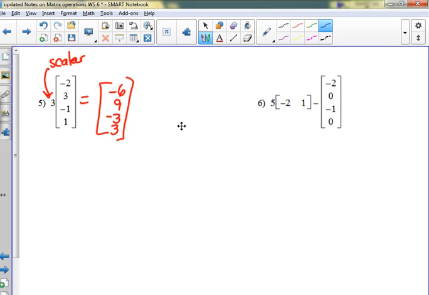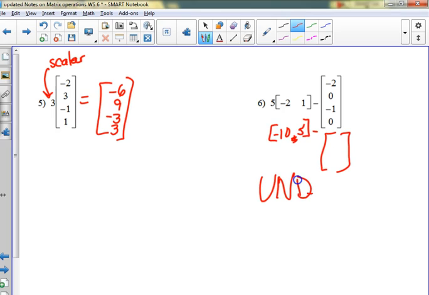If I go back to this number 6, what do you think? I can multiply this by 5. I don't need that comma. But when I go to subtract this, can I do that? No, these are undefined, or whatever you want to write. They're not the same size.